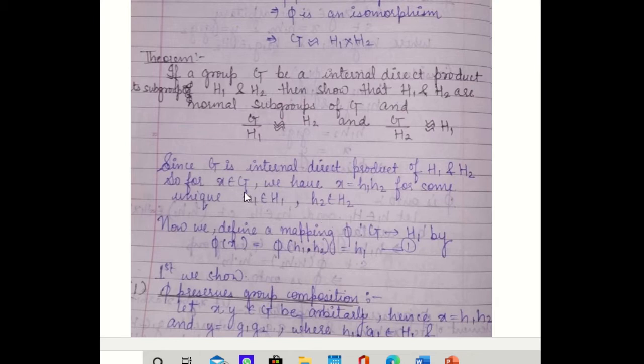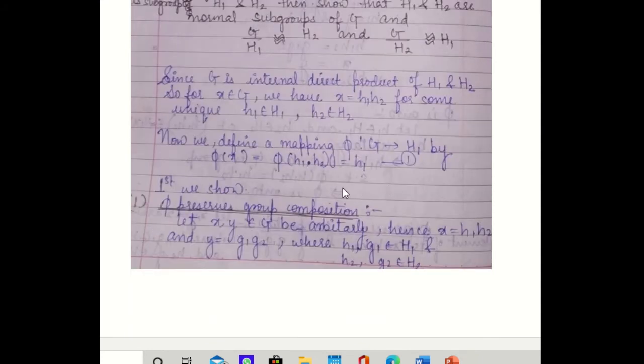So since G is the internal product of H1 and H2, that means what? For any x belonging to G, we must have x equal to h1 h2, where h1 belongs to capital H1 and h2 belongs to capital H2. Now we define a mapping phi from G to H1 by phi of x equal to phi of h1 h2, which is equal to h1. Let it be equation number 1.